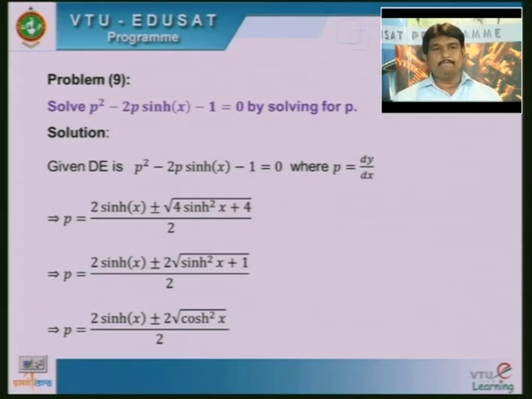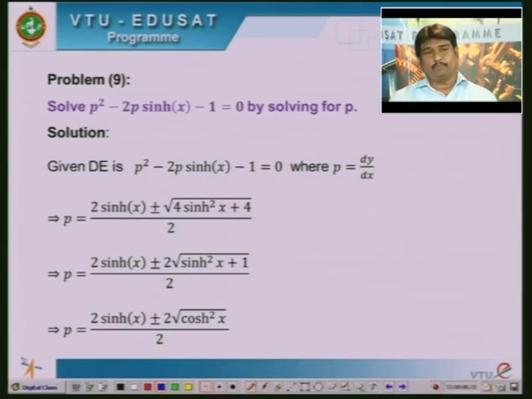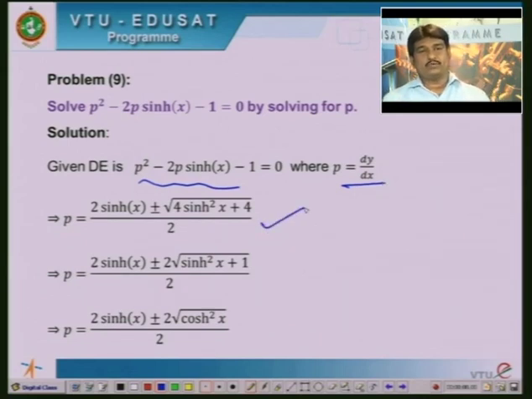Problem number 9. Solve p square minus 2p into sine hyperbolic of x minus 1 equals to 0 using the technique of solving for p. Consider the differential equation p square minus 2p sine hyperbolic of x minus 1 equals to 0, where p stands for dy by dx. It's a quadratic equation again. Use the concept of minus b plus or minus root of b square minus 4ac divided by 2a to get this. Take 4 outside. So it is 2 sine hyperbolic x plus or minus 2 times root of sine hyperbolic square x plus 1.